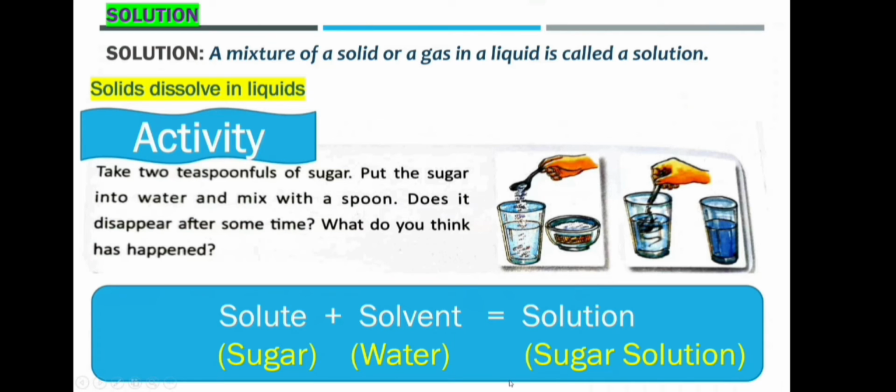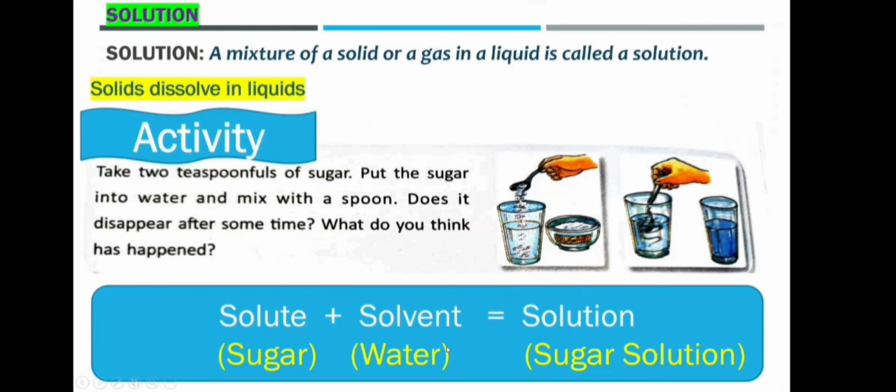What is a solute? Solute over here is sugar. A solute is a solid that is soluble in a liquid. As sugar is soluble in water, sugar becomes the solute. And the solvent here is water. What is a solvent? A liquid in which a solute can be dissolved. Together they make a solution. A solution is a mixture of solute and solvent.